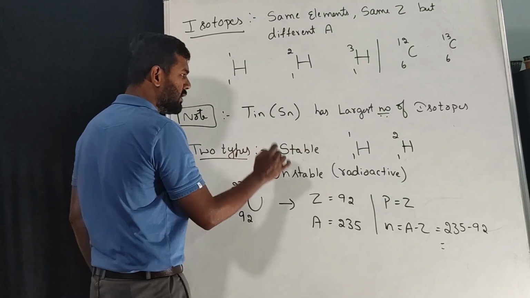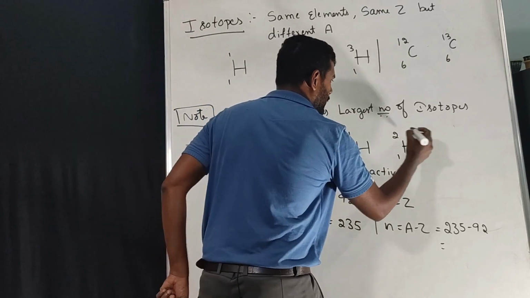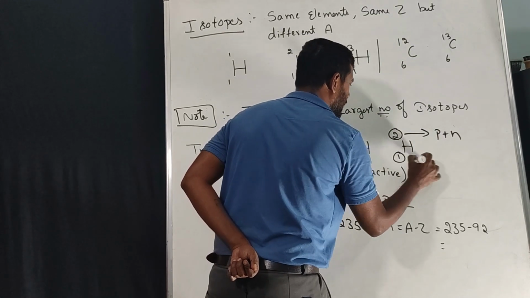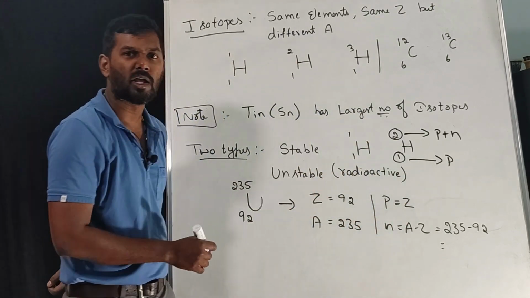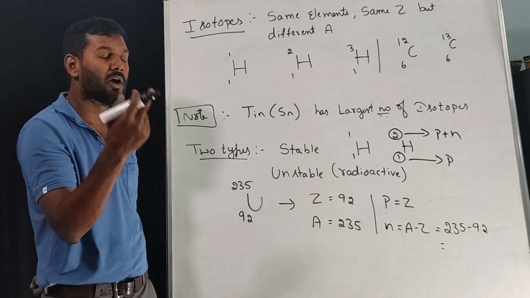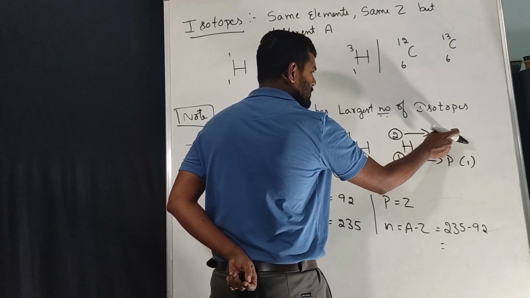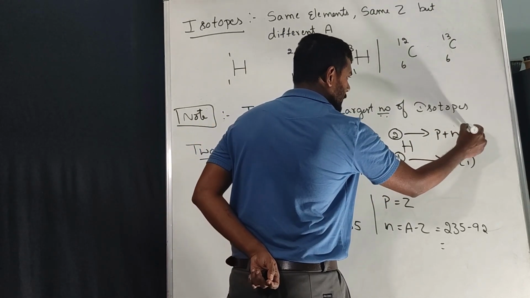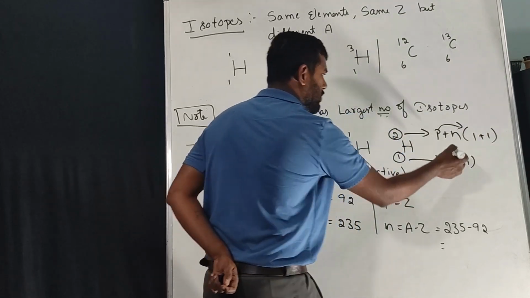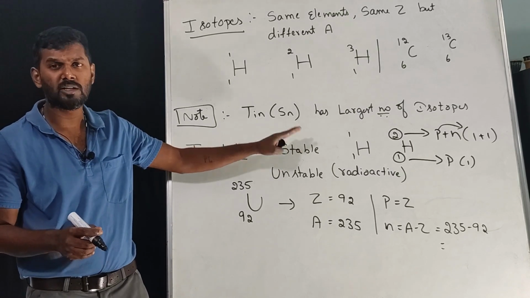See, in stable, the number of neutrons and protons both will be there. Here this is P plus N and this is only P, correct? The number of protons will be equal to the number of neutrons. So here the protons are 1. Here we have both protons and neutrons. We already know proton is 1, correct? This P is 1. The remaining one in this 2 is again 1. So the number of protons is equal to the number of neutrons in stable isotopes.